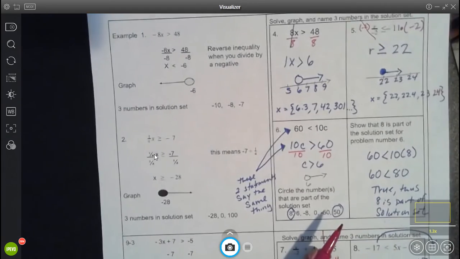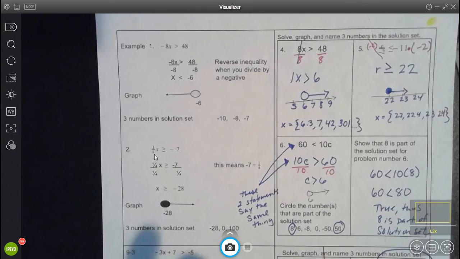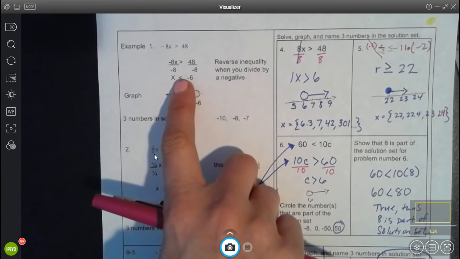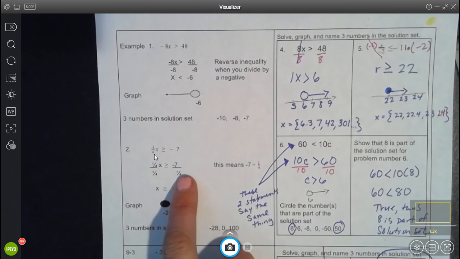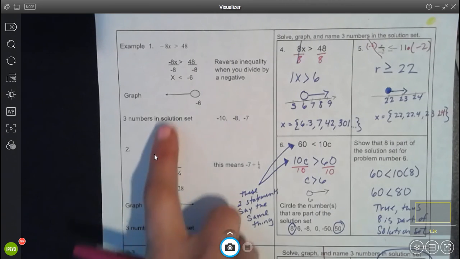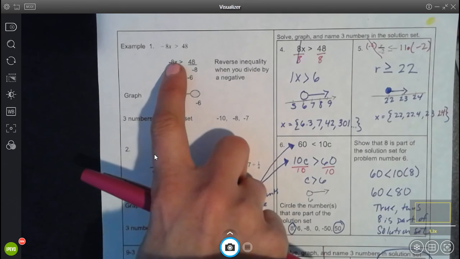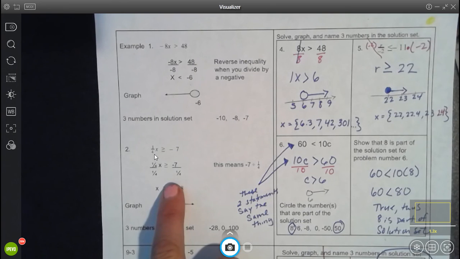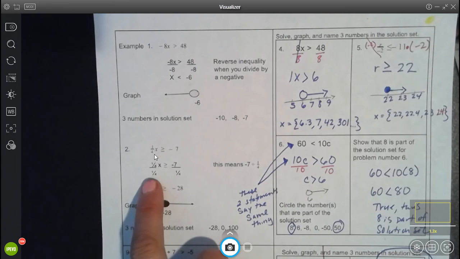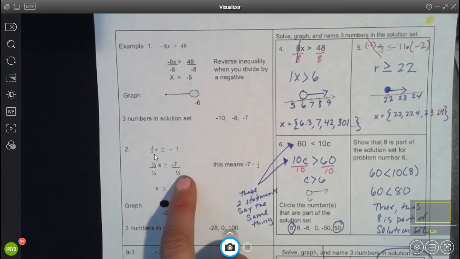Here's a couple more examples if you need to look them over. This one is a flipper because I divided by a negative. This one stays because I'm dividing by a positive 1/4. This one flipped because of the fact that I divided by a negative. This one stays the same because I'm dividing by a positive 1/4.